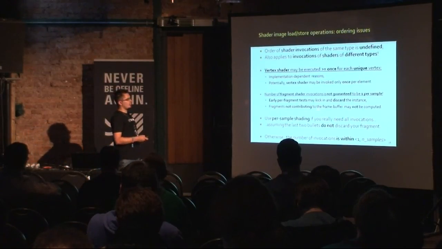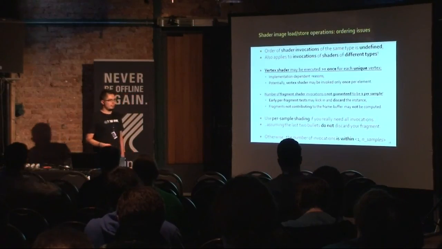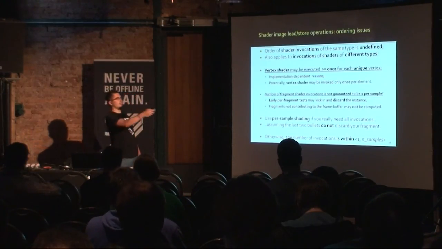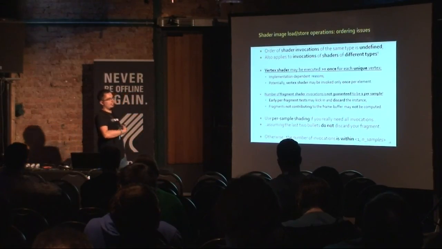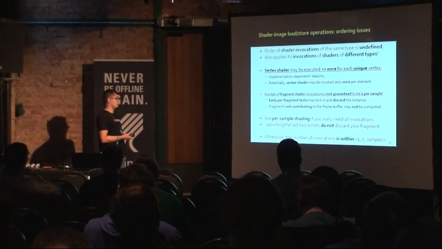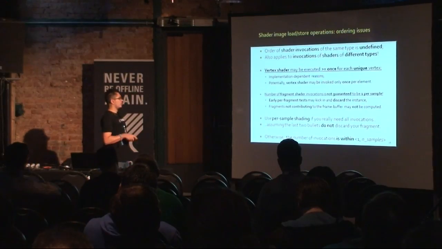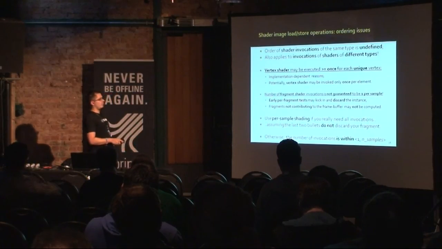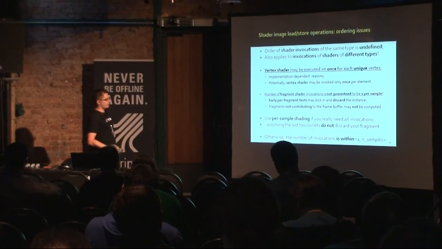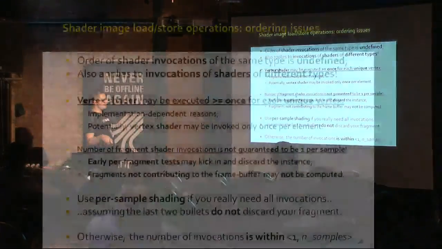And then fragments that are not contributing to the frame buffer, like for instance, if you first rendered a back face and then the front face, the back fragment is allowed not to be computed at all. Right. So if you really need all the invocations, make sure to use per-sample shading. But bear in mind that the fragment shader is not guaranteed to be always executed owing to these two bullets. If they do not really affect you, you will get one fragment shader invocation per sample.